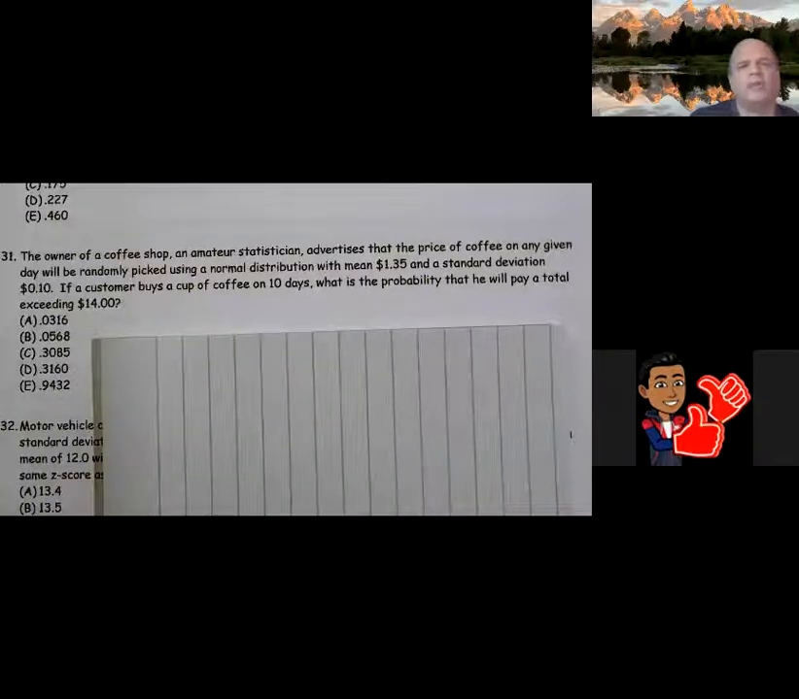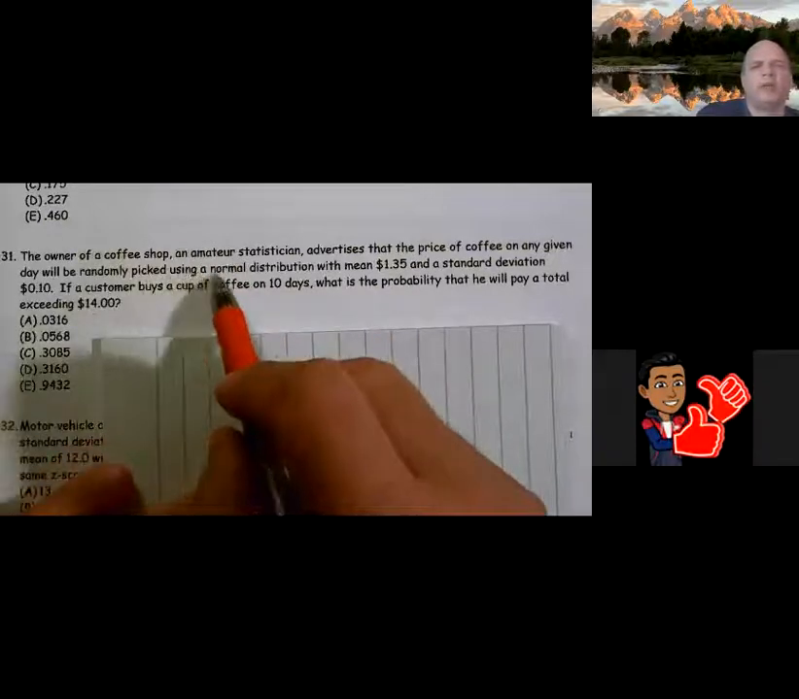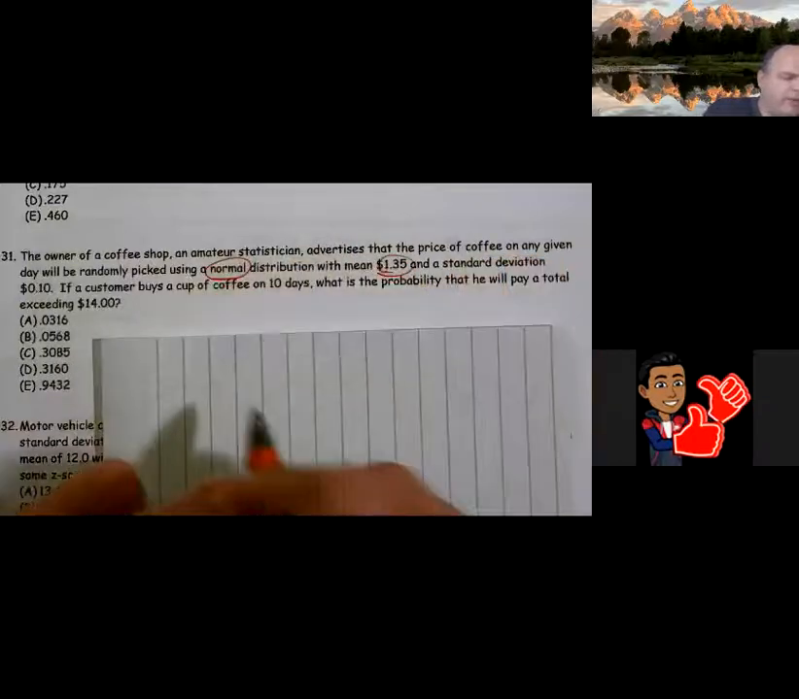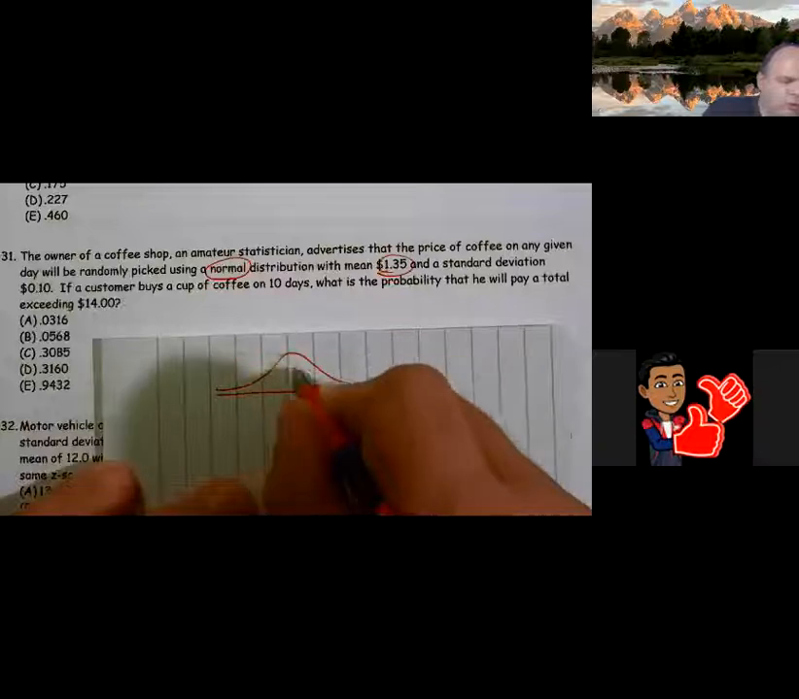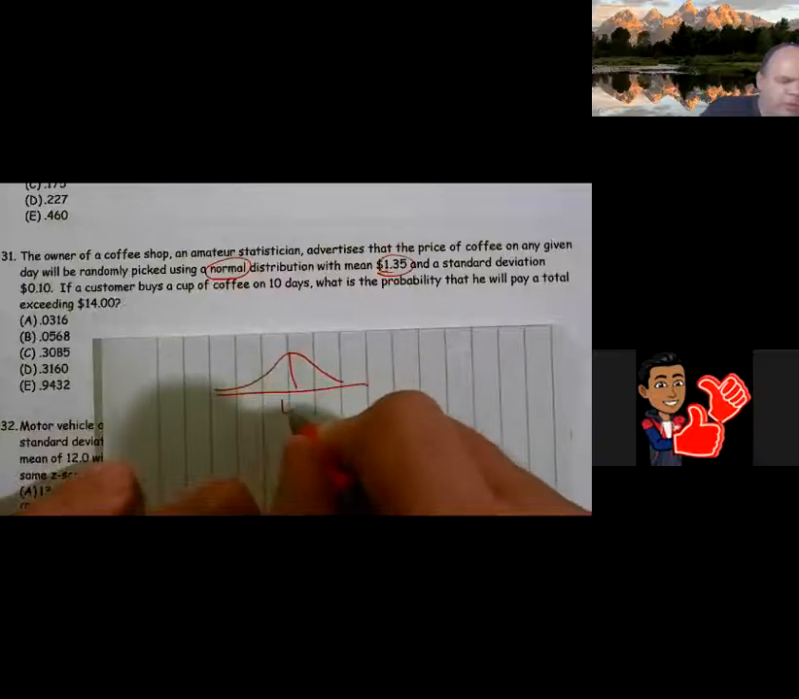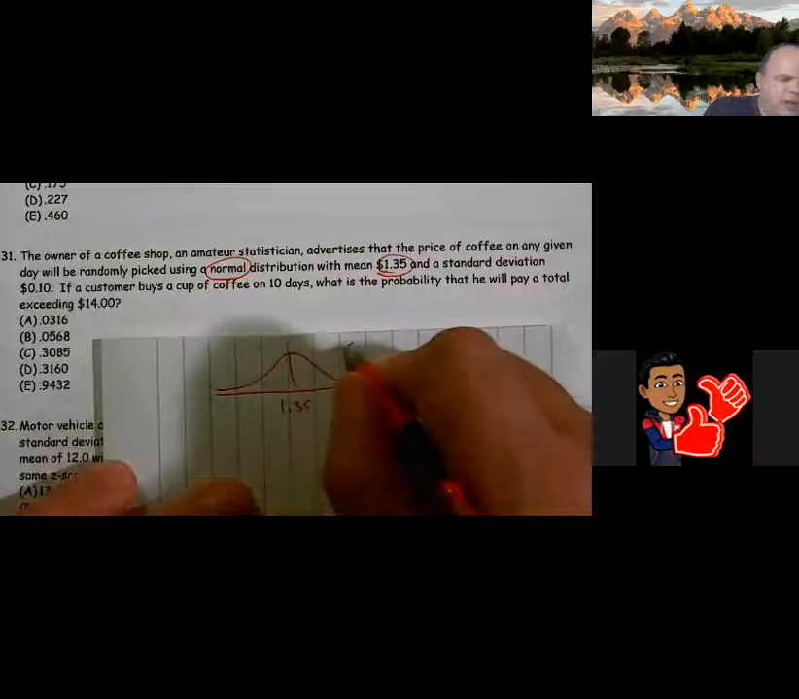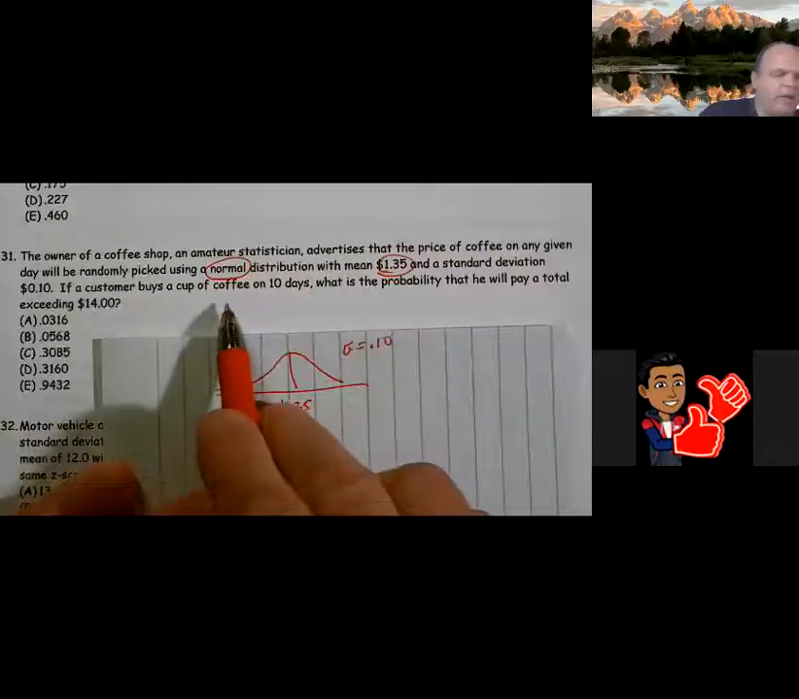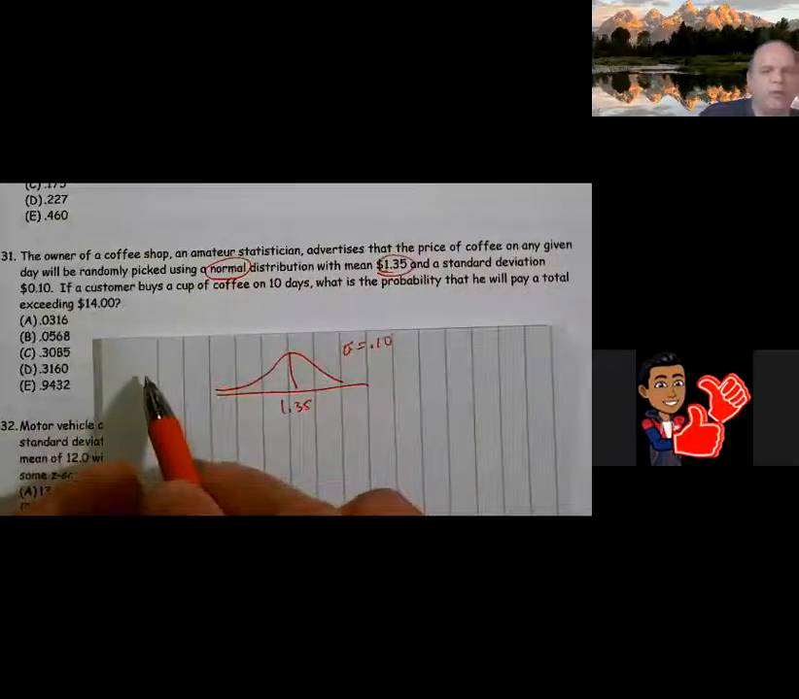So the owner of a coffee shop, an amateur statistician, advertises the price of coffee on any given day will be randomly picked using a normal distribution. So they're telling us it's normal, with a mean of 1.35 and a standard deviation of 10 cents. If a customer buys a cup of coffee on 10 days, what's the probability he'll pay a total of $14?